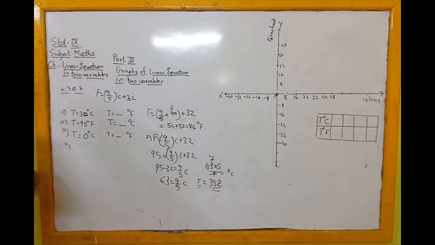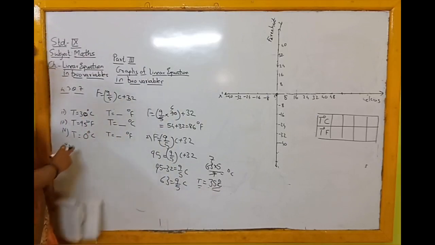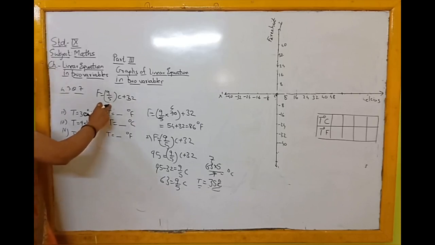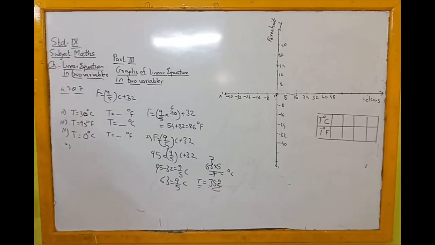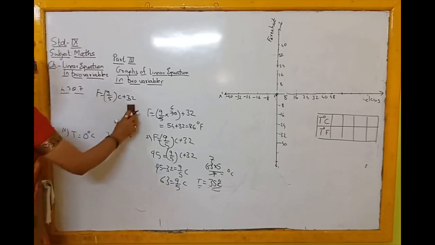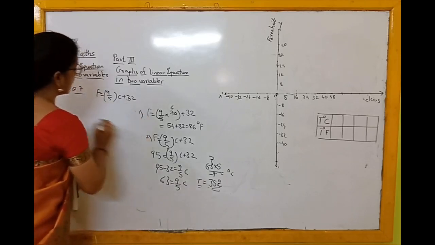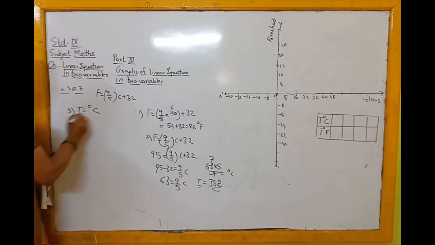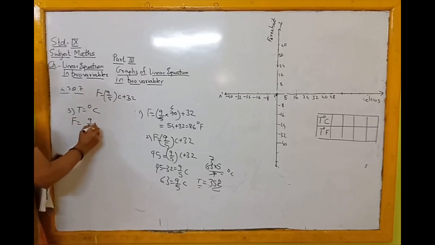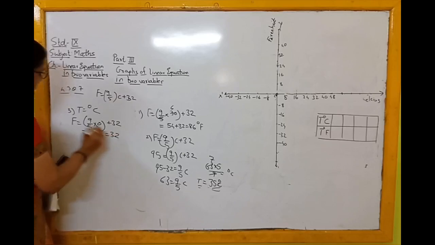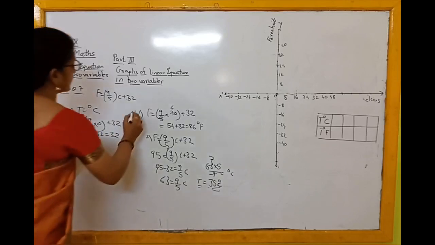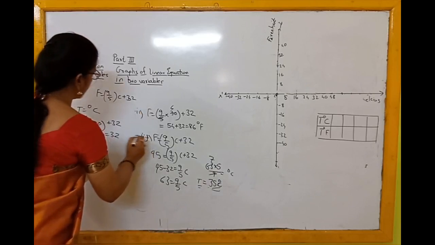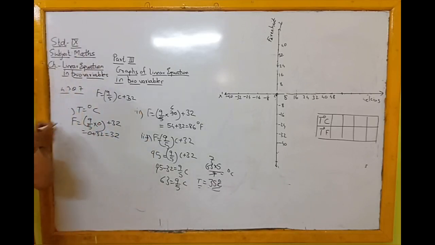If the temperature is 0 degrees Celsius, what is the temperature in Fahrenheit? Temperature is 0 degrees Celsius, so temperature in Fahrenheit is 9 by 5 into 0 plus 32, which is 0 plus 32. So the temperature in Fahrenheit is 32.